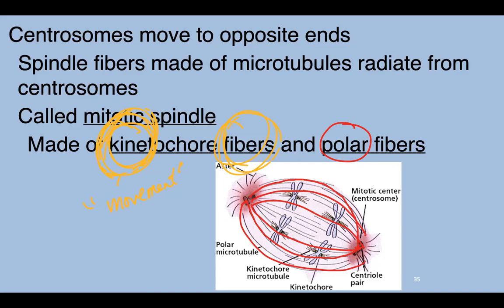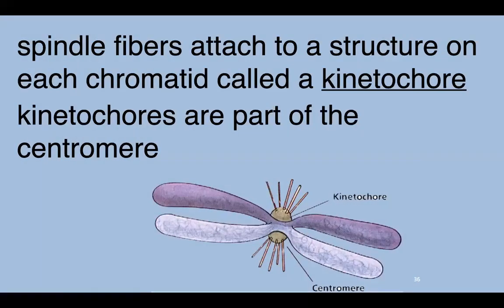So the kinetochore fibers are the ones that go only halfway. They come out halfway. They're going to attach to the centromere of the chromosome, and they are going to separate the chromatids. So on the centromere, which you see here, you have this structure called the kinetochore, and that's why they're called kinetochore fibers, because the kinetochore fiber is going to reach here and separate the chromatids, right?